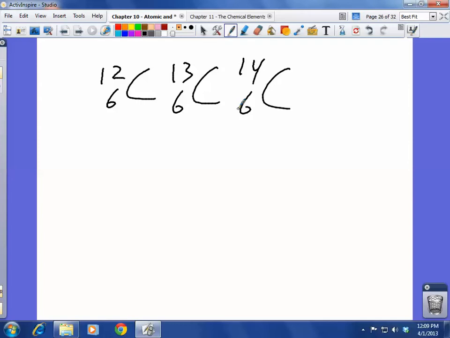For example, even chlorine. The most common isotope is chlorine 35, but there's also chlorine 37. You don't have to memorize that. I'll tell you that. What you need to know is that if I ask you on a quiz or test, I have carbon 13-6, and I add 2 neutrons, is it still carbon? Yeah. It's just a different isotope.